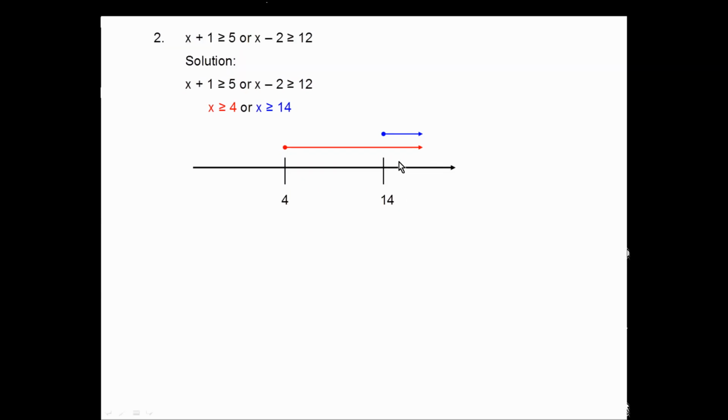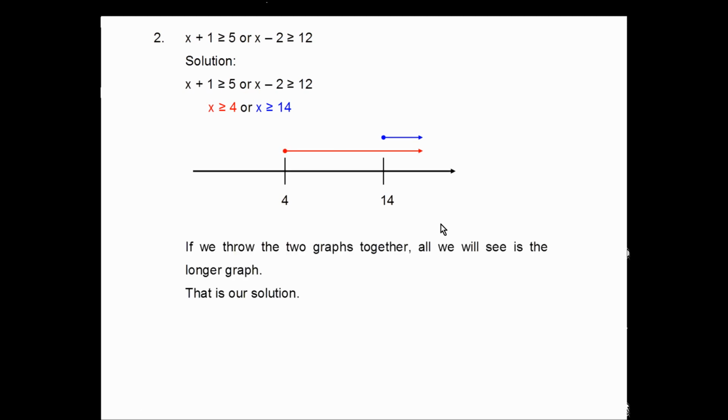Okay, now again, if you just throw them together, all you will see is the longer one. So again, if they point in the same direction, or takes longer and takes shorter. So our solution is, excuse me, x greater than or equal to 14, which would be 14 to infinity, and you put a bracket at the 14 because it did say it could equal. The longer one is the 4, okay, so bracket because it said it could equal. So again, if they point in the same direction, or takes longer and takes shorter. Remember, and always wants overlapping.